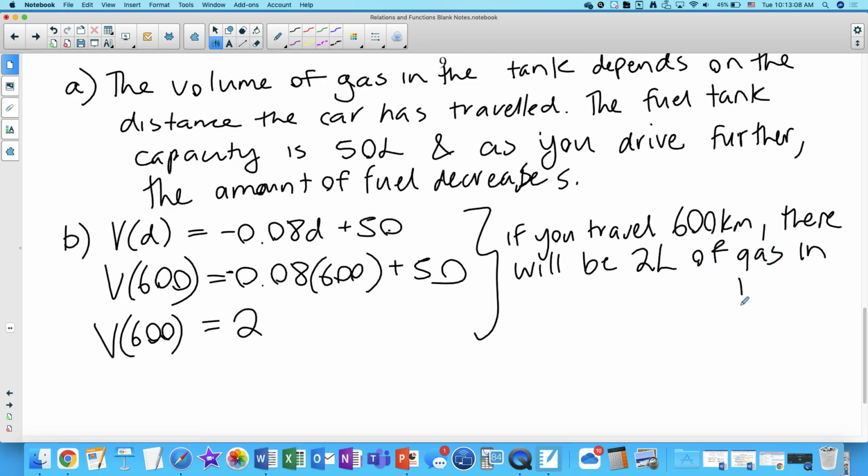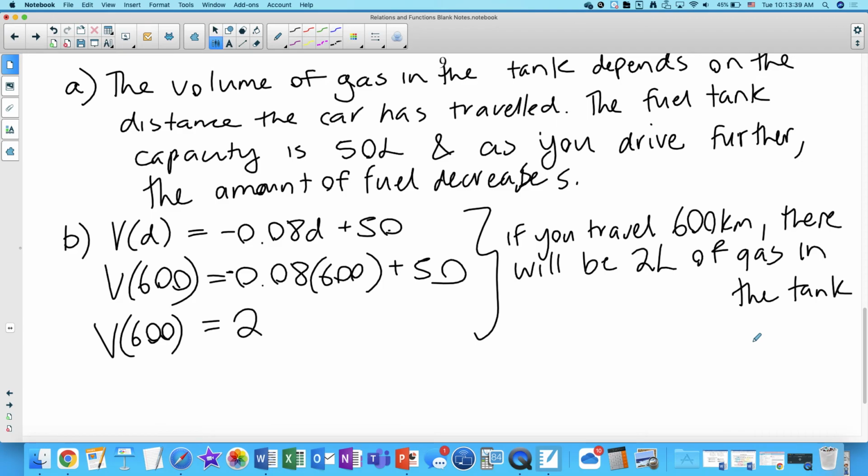I often will see people when I ask this kind of question say, when D is 600, V equals 2. Or they'll actually write in words, V of 600 equals 2. That's not actually a description of what's going on. If you have a context and you're asked to describe, you have to make a connection to the actual variables and what they represent. All right. C.